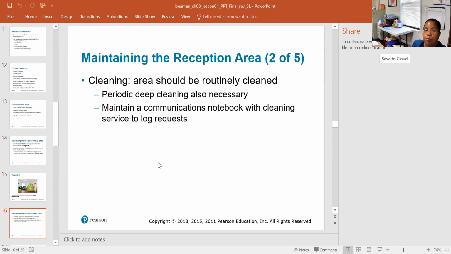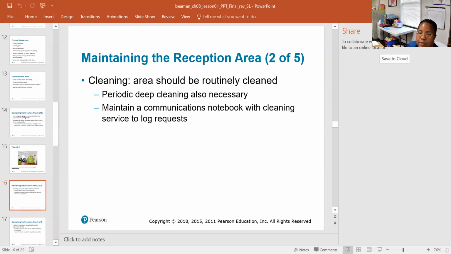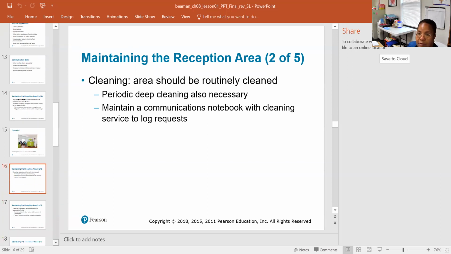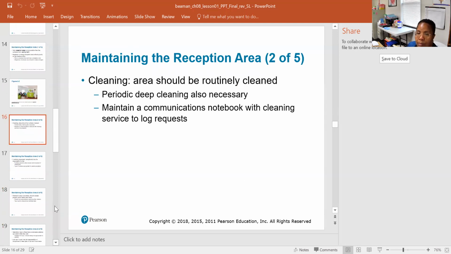Cleaning. Areas should be routinely cleaned, especially with COVID. Make sure you glove up, don up, and clean your areas. Periodic deep cleaning is also necessary. Maintain a communications book with cleaning services to log the request. Let your provider know the times that you clean your area. And it's not just for your patient's safety, you want to be safe too. I don't want to bring anything home, nothing.